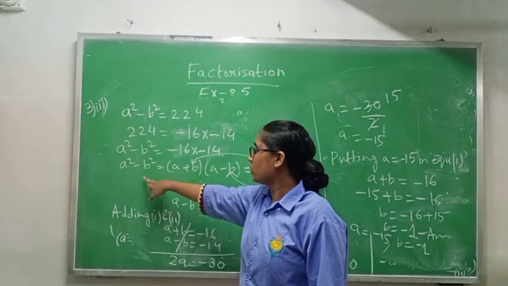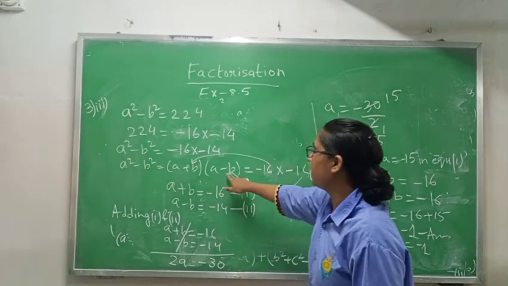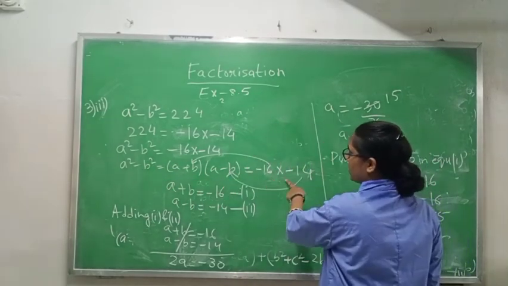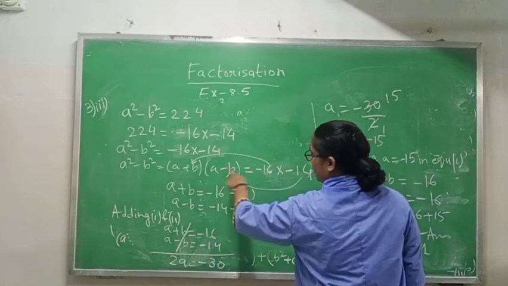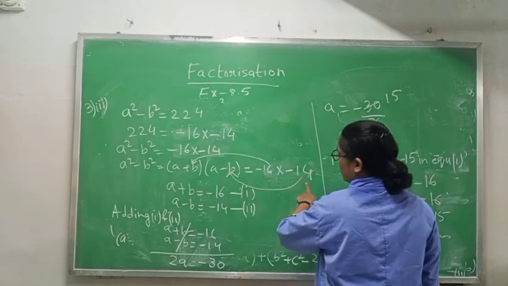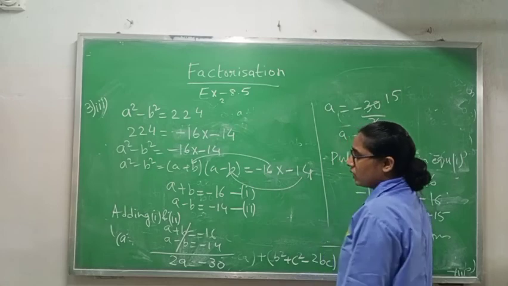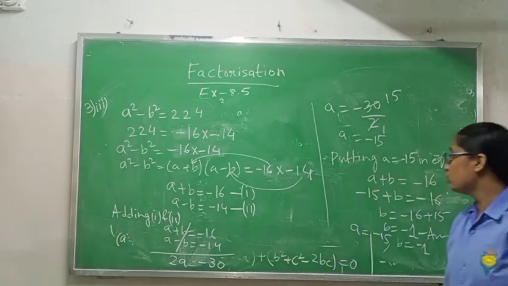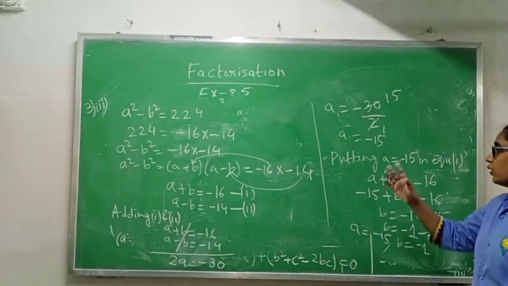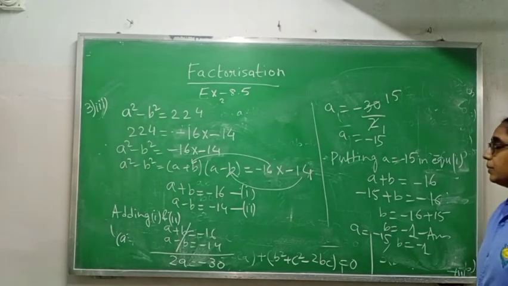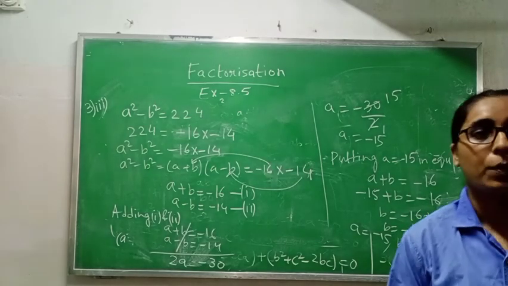Now in place of a square minus b square, the formula is (a plus b)(a minus b), which equals minus 16 into minus 14. Now a plus b equals minus 16, a minus b equals minus 14. Equation 1 and equation 2. Add equation 1 and equation 2, you will get a value minus 15. Put the a value in equation 1, you will get b value minus 1. Copy this one.